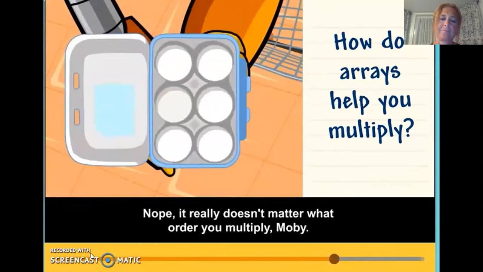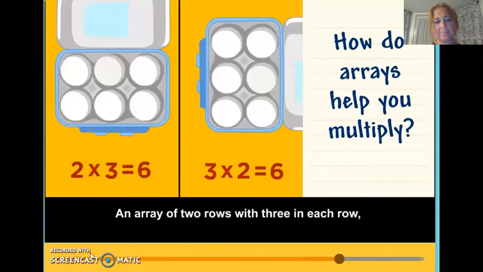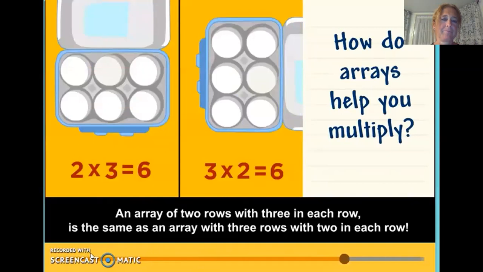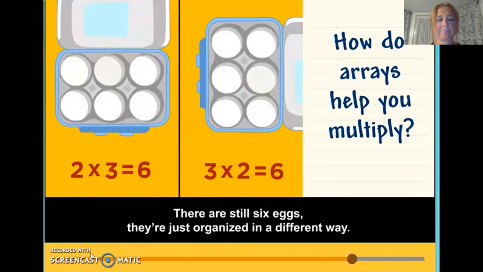No, it really doesn't matter what order you multiply, Moby. An array of 2 rows with 3 in each row is the same as an array with 3 rows with 2 in each row. There are still 6 eggs. They're just organized in a different way.